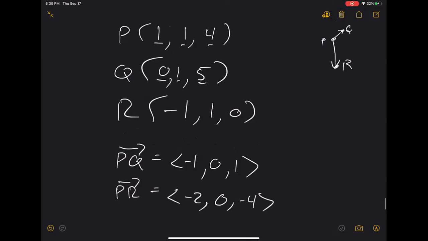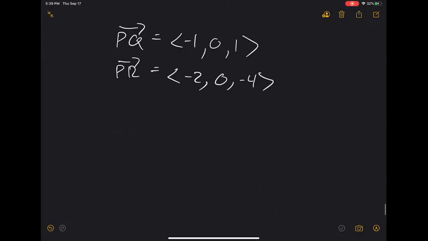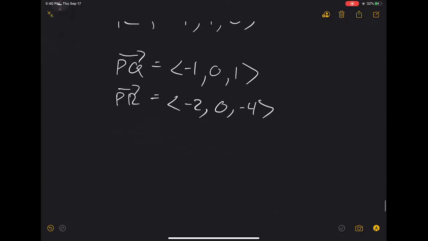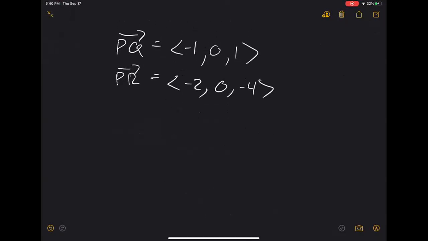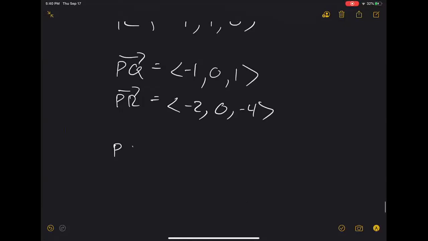Now I want to find a third vector that's orthogonal to both of those. So I take the cross product of PQ and PR. Depending on if we do PQ cross PR or vice versa, that's going to give us 2 different answers, but either one should work. Maybe you'll get different numerical answers from your classmates, but they'll both be correct. So let's do PQ cross PR.